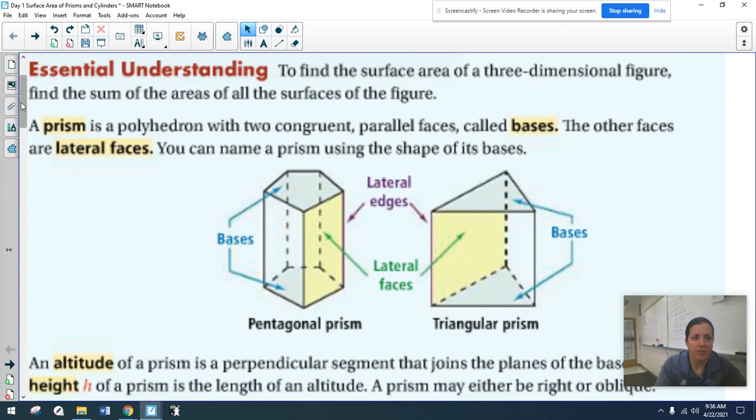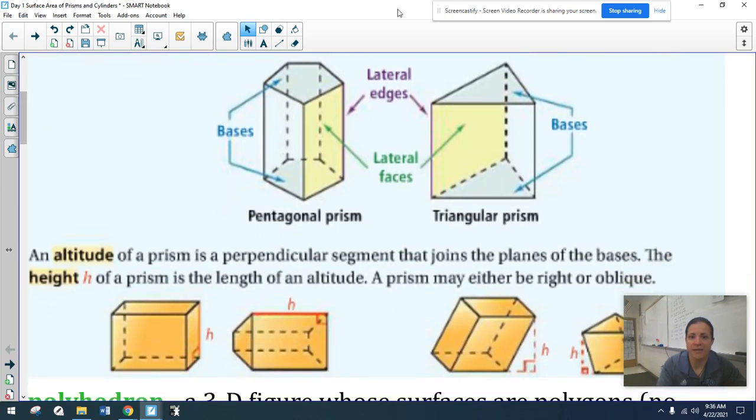Now the important part is you need to be able to find the height. The lateral edges, those aren't that important. That's just saying it's basically an edge. So we're going to have to be able to find the height of these prisms. It's going to be the altitude. So if it already has a right angle, then that can be the height. So these two are easy to find. The important thing about the height is that it joins the planes of the bases. In other words, it's going to be touching both of the bases.